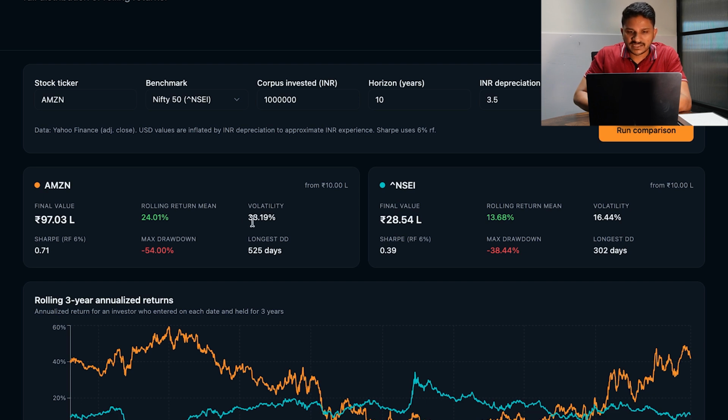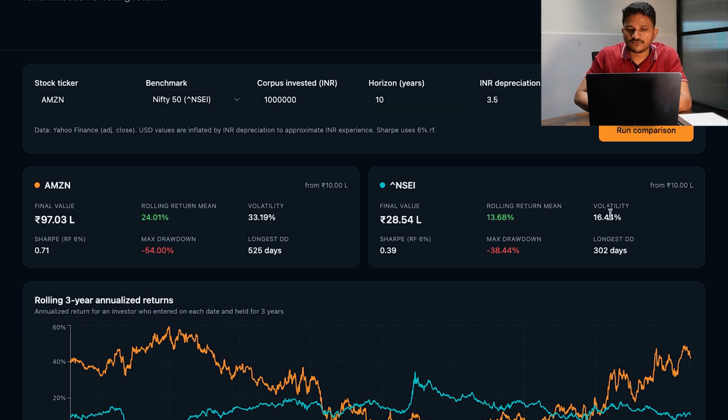Now, if you compare these numbers with the Nifty 50 index, you would have received about 30 lakhs, and that comes with a rolling return mean of 13.68%, almost a 10% difference between what you get with Amazon versus an index like Nifty 50. But it also comes with a reduced volatility of about 16%, right?